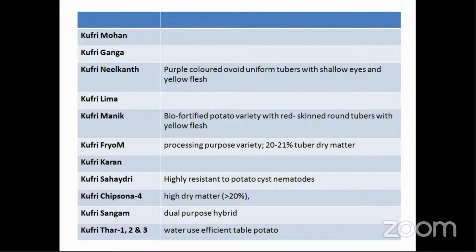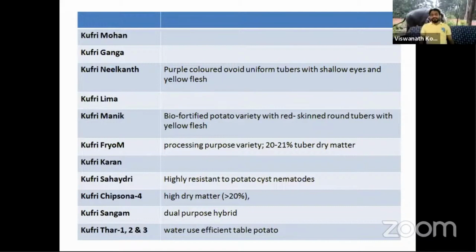In Lays you cannot find it. In Lays they take all care, but in locally made potato chips, sometimes you can find black color discoloration. That is due to charring of sugars. That means the sugars burn when you fry the potato slices. If sugars are more, they burn and they produce that black color. So for processing purpose, the potato tubers should have dry matter content more than 20%, and they should have less sugar content. And Kufri Sangam, this is dual purpose, means for table purpose and processing purpose.